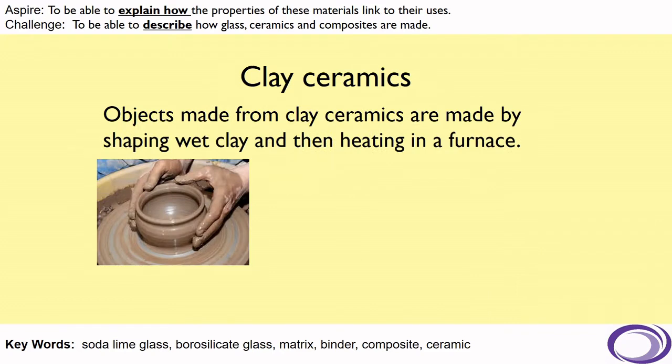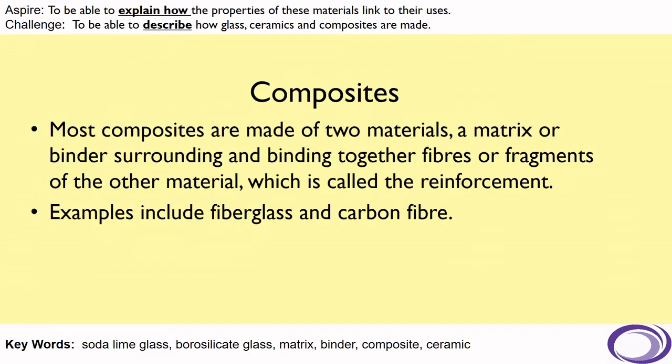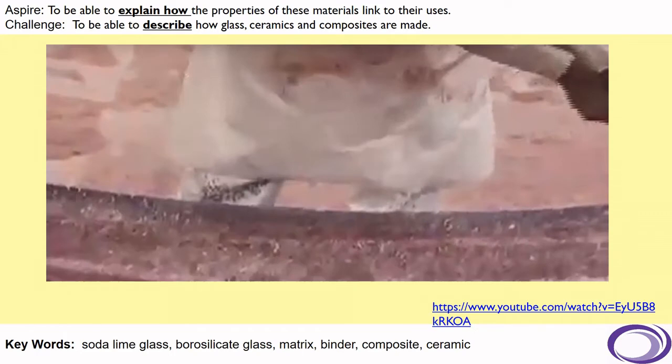Objects made from clay ceramics are made by shaping wet clay and then heating this in a furnace. Most composites are made of two materials, a matrix or a binder, surrounding and binding together fibres or fragments of another material. That is referred to as the reinforcement. Examples include fiberglass and carbon fibre. And I'm going to insert a video here that shows this process and gives you a few more examples. If you wish to watch the original video, the link is on the screen.